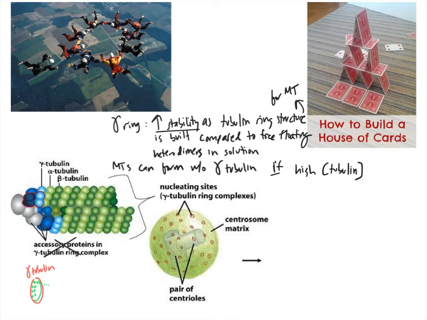So one other thing I want to point out is that the microtubules can form into their hollow rod structure without gamma-tubulin. However, really this can only happen when there's a high concentration of tubulin heterodimers. And the cell typically keeps tubulin heterodimers at a pretty low concentration.